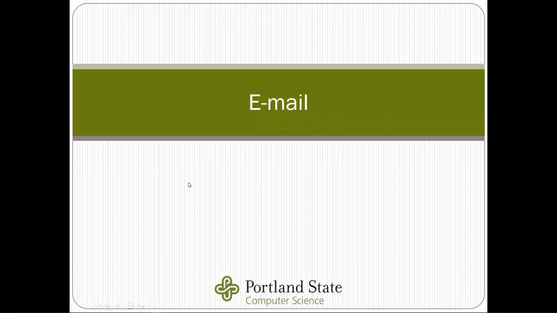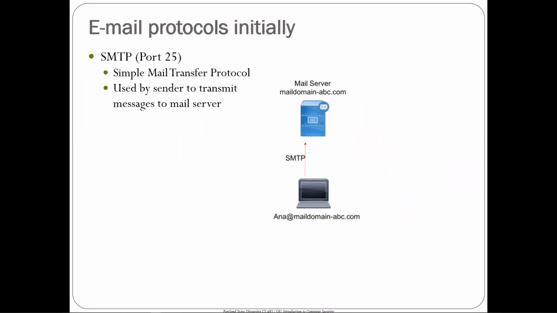And I'm first going to talk about how the email protocols were developed initially. The first thing to know about email protocols was there were three main ones. Well, actually, there was one main one initially. This is SMTP. And this was basically just a transfer protocol. And it was used by senders to just transmit messages to a mail server.